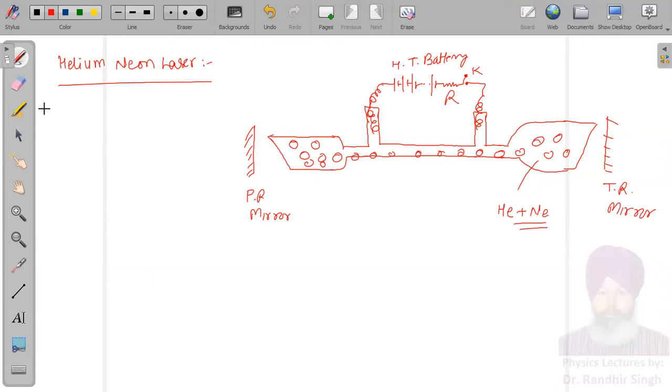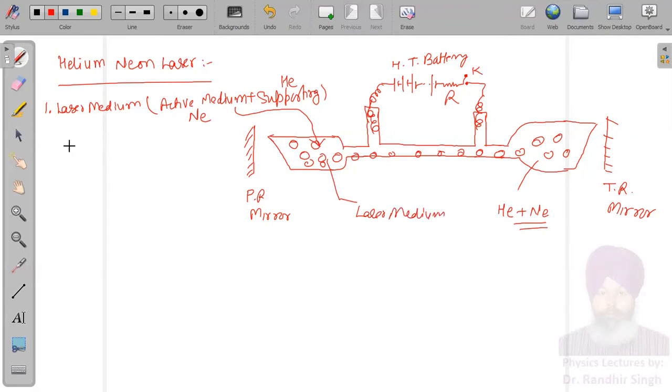So this is the construction of the helium neon laser. We know that every laser contains three main components. One is the laser medium, which contains two parts: active medium plus supporting medium. So you can see it here. The active medium here is neon, and the supporting medium is helium. Both of these gases make the laser medium.